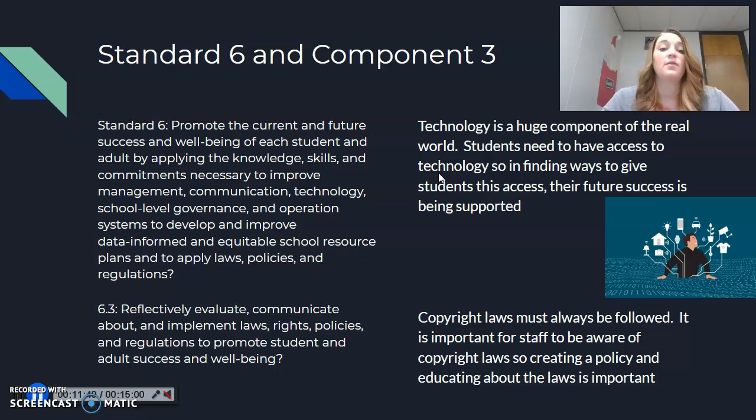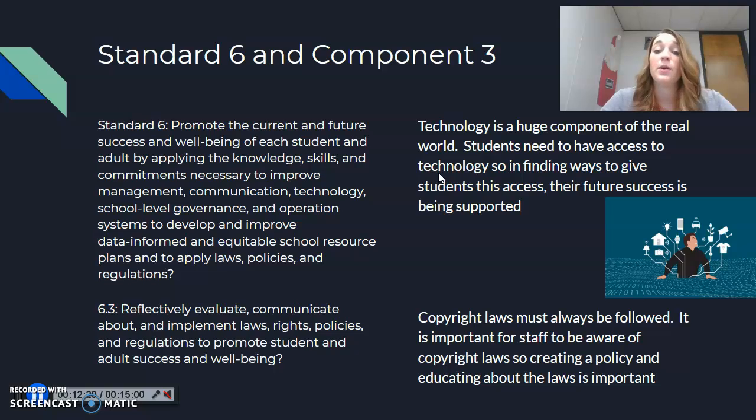And then effectively evaluate, communicate about, and implement laws, rights, policies, and regulations to promote student and adult success and well-being. So the big issue in this case study was copyright laws. They must always be followed. So we had to evaluate that the copyright laws were infringed upon, and then had to communicate about what we were going to do to fix this, and then create a new policy and inform about what the copyright laws are.